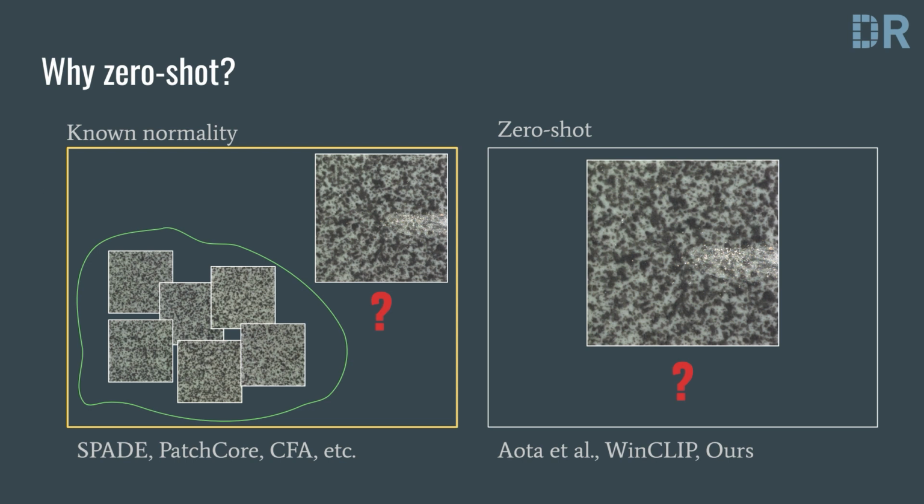Several mainstream approaches are in this category, such as SPADE, PatchCore, and coupled hypersphere-based feature adaptation. However, in certain cases, such a curated set of normal images may not be available or may be costly to produce. In this case, zero-shot methods that detect and localize anomalies from a single image are paramount.